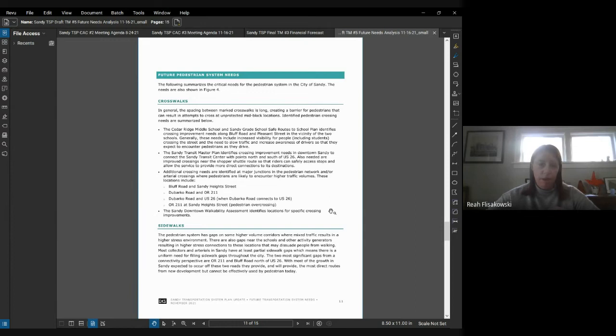And then Kelly, we also will be looking into the downtown walkability assessment as well. I know we're just starting to peek at that, but there'll be some crossing improvements that come out of that as well.